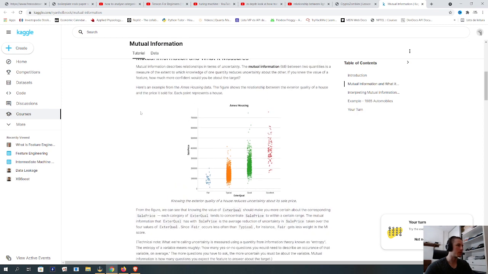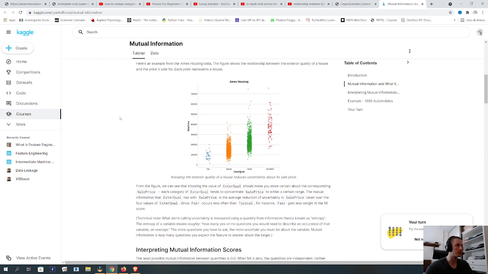Here's an example from the Ames housing data. The figure shows the relationship between the exterior quality of a house and the price it's sold for. Each point represents a house. From the figure, you can see that knowing the value of ExterQual should make you more certain about the corresponding sale price. Each category of ExterQual tends to concentrate sale price to within a certain range.